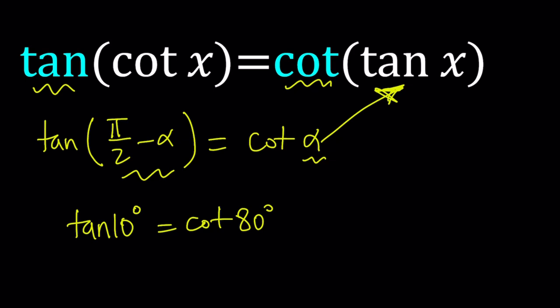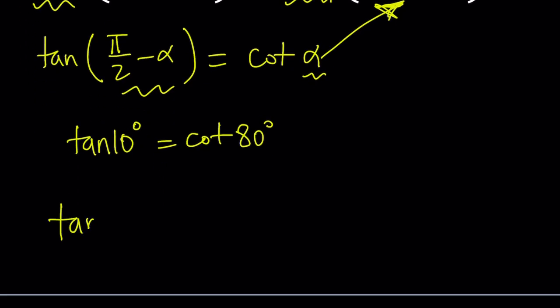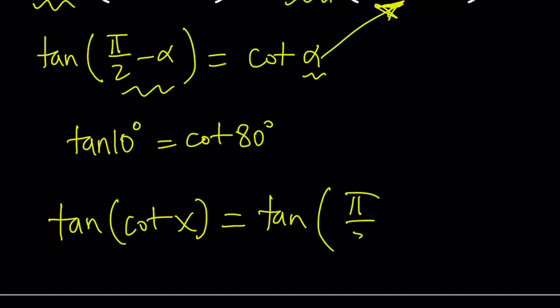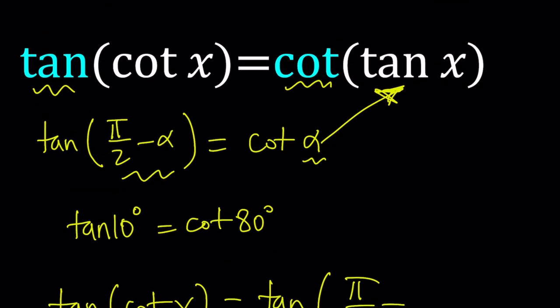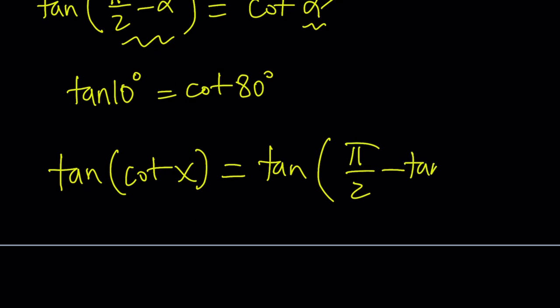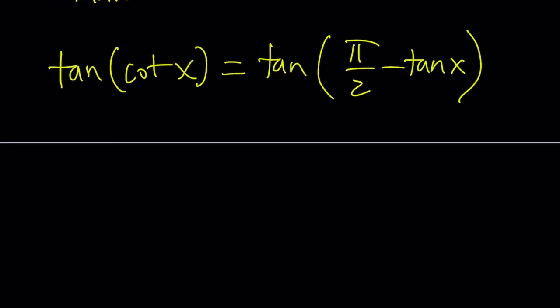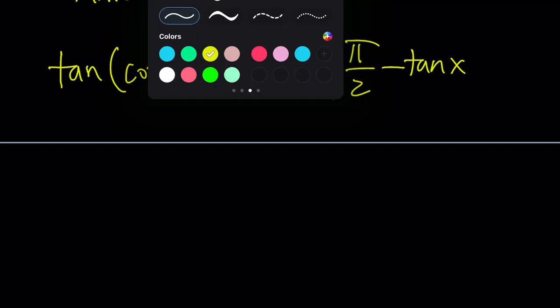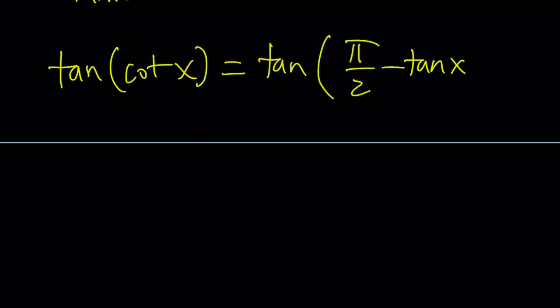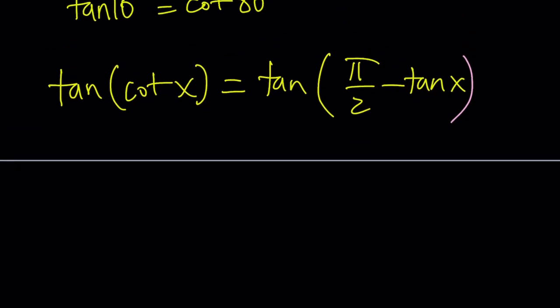Now let's go ahead and replace our cotangent with something in terms of tangent. In this case, alpha would be tangent x, which is interesting because we're talking about a tangent being the angle. So we have tangent of cotangent x equals, now I'm going to replace cotangent with tangent of pi over 2 minus alpha. Alpha in this case is tangent x. Make sense? I hope it does. Now, this is good because now we have tangent on both sides. In order to solve these equations, you have to have the same kind of function on both sides. So that's what we got.